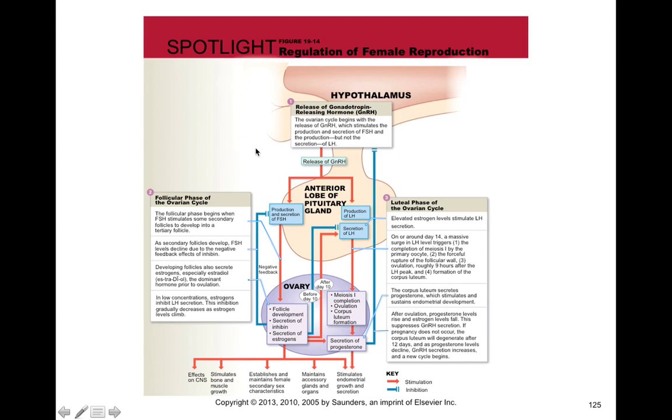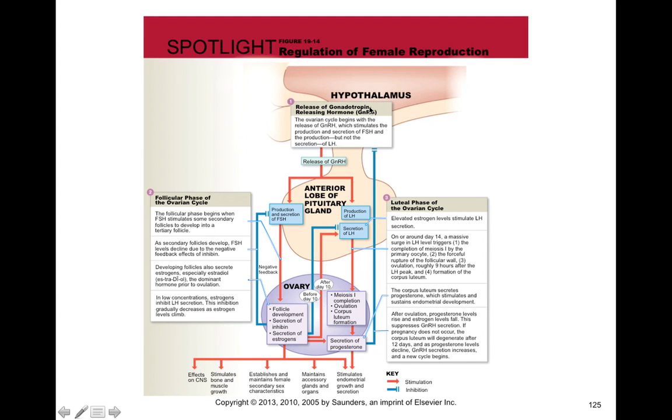Now, what this slide is showing is the coordination of the ovary due to hormonal factors. Just like the male system, it all starts with the hypothalamus. Remember, in males, the hypothalamus releases GnRH, just like in females. So you have gonadotropin releasing hormone.